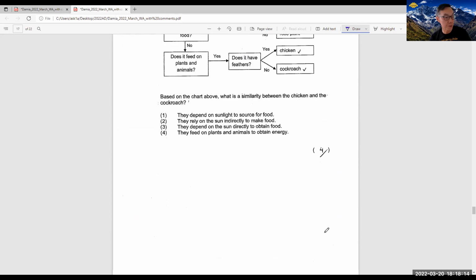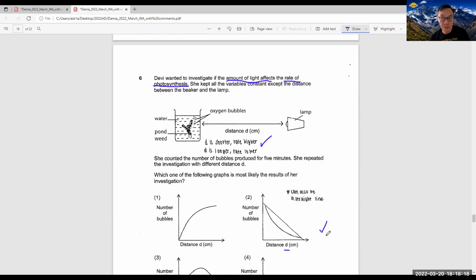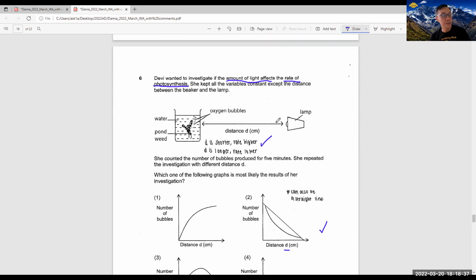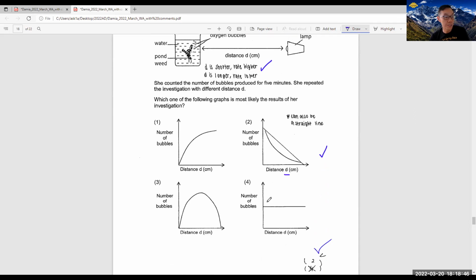This one question is very good. The student got it correct. And this question is also a favorite question in PSLE science questions. Shorter distance means higher light intensity being absorbed. And the answer is option 2, because this can be a straight line or a curve. So the answer is 2. It cannot be 4 because this is not consistent with the experimental result. As you change the light intensity, the amount of oxygen produced should vary and should not stay as a constant.